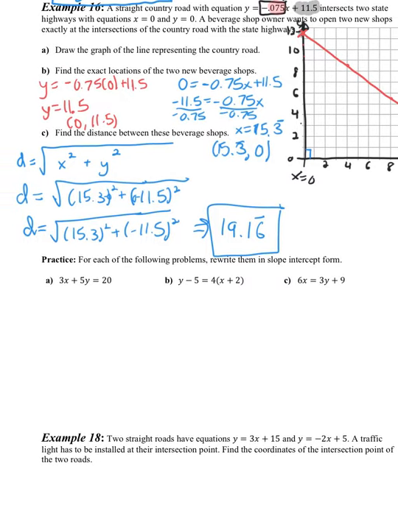Okay, now I put 3 practice problems on here, and for each of these problems I want you to rewrite them in slope-intercept form. So example A is in standard form, and then example B is point slope form, and example C has an x on one side when it should have a y on that side. So just go ahead and solve those 3, see if you can rewrite them in slope-intercept form, or slope gradient, or gradient-intercept form, whichever way you want to call it. All right, so practice those 3 now.